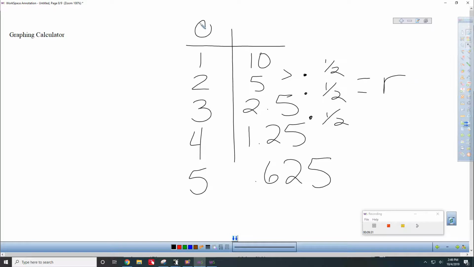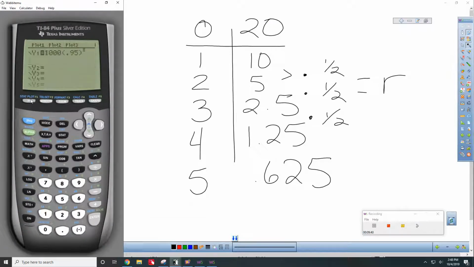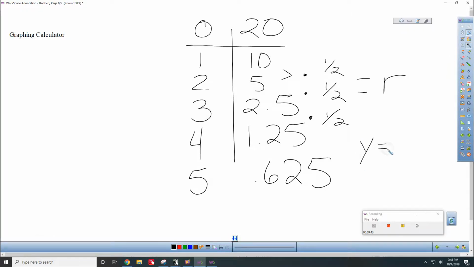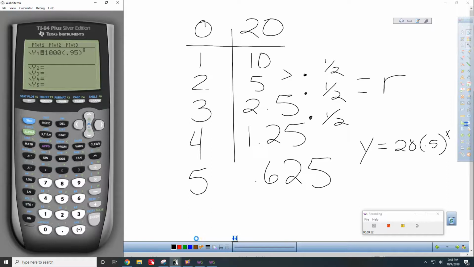What is our B? Put in a 0. Our B is actually 20 in this equation. So that makes our equation y equals 20 times 0.5, which is a half, to the x power. 20 times 0.5 to the x power. Go ahead and graph it.